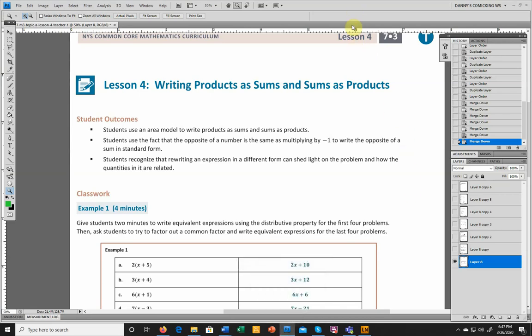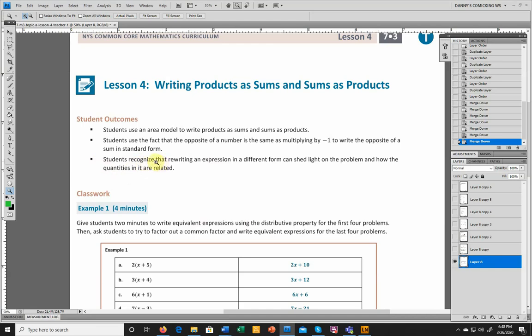Hi guys! We're back with lesson 4, writing products as sums and sums as products. We were doing some work on this in the last lesson, so it might seem familiar. Your objectives are to use an area model to write a product as a sum and sums as products. You're going to use the fact that the opposite of a number is the same as multiplying by -1 to write the opposite of a sum in standard form. Remember, that's the form where we combine all the like terms.